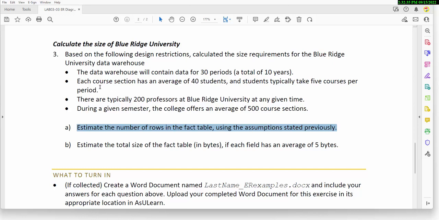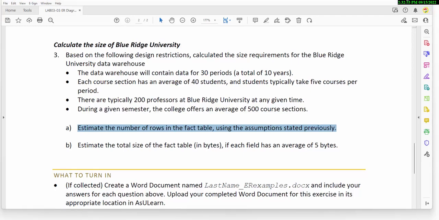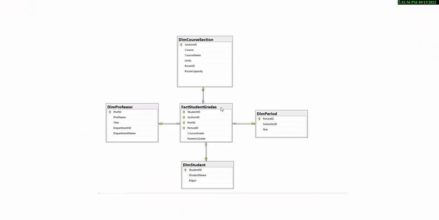It says each course section has about 40 students, and typically each student is taking 5 courses, and there are 200 professors at any time. In a semester, the college offers an average of 500 course sections. For the fact table, we may not need all of this data. So let's focus on the fact table and identify the smallest unit that identifies one single row in our fact table. We are looking at one student ID, one section ID, one professor, one period, and one course grade.